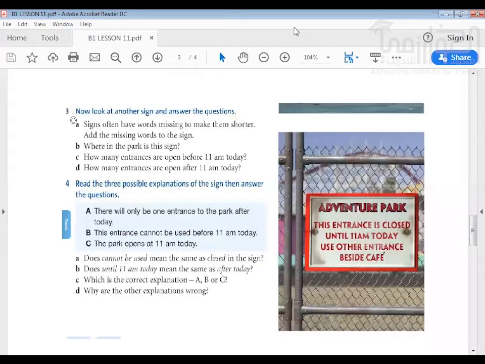Okay, so now look at another sign and answer the questions. Now, signs often have words missing to make them shorter. Add the missing words to the sign. This is the sign: This entrance is closed until 11 a.m. today. Use other entrance beside cafe.